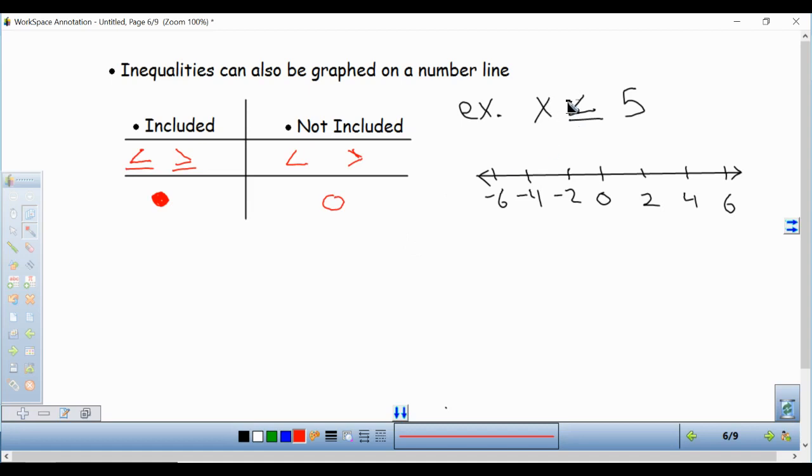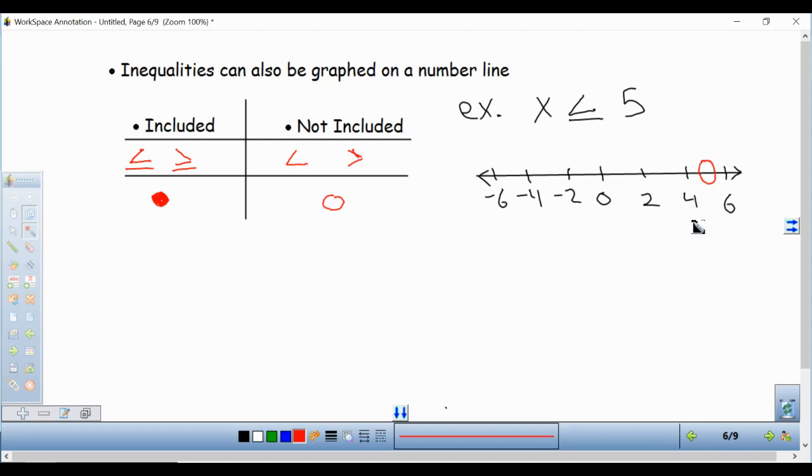So here we have the example. X is less than or equal to 5. So let's think about this. X is less than or equal to 5. Can X be 5? Well, or equal to means yes, X can be 5. So what you're going to do is look at this number, whatever X is less than or equal to, and find it on the number line. 5 goes in between 4 and 6. So I'm going to put a circle on that number 5.